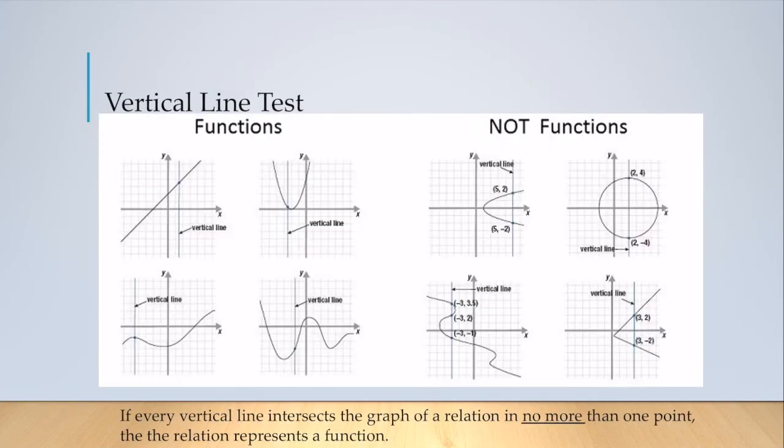Another way to test if the graph of an equation is a function is with the vertical line test. If every vertical line intersects the graph at no more than one point, the relation represents a function. That means, because here's my x-axis, all of these are x values. And if I intersect my graph only once, it has exactly one y value. A circle is not a function, right? If I have x is 2, in this case, 2 goes to 4 and negative 4. So this is not a function.